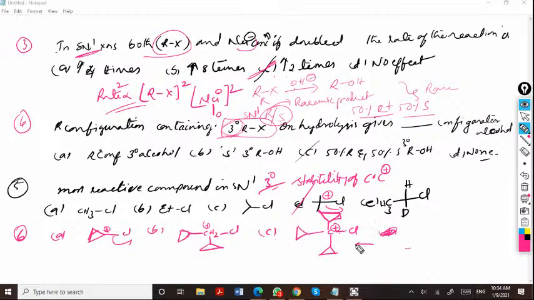Okay. Among the carbocations that are listed in your organic chemistry, this is the most stable carbocation, even more stable than the benzyl and allyl. So this is the most stable carbocation, so its reactivity will be the maximum in SN1 reactions.